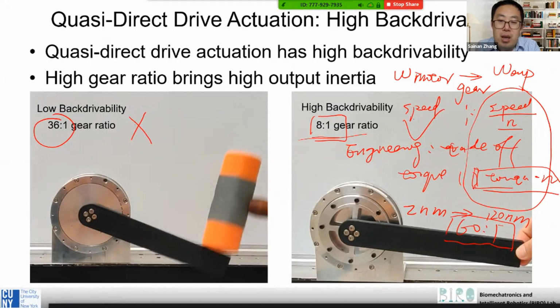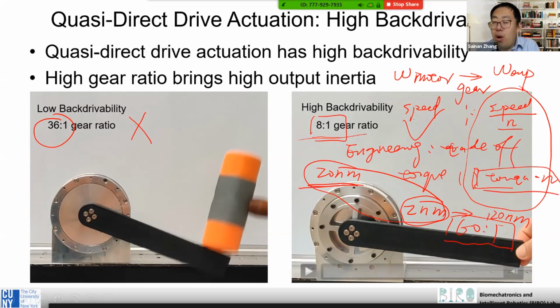However, even if we just need, let's say, 20 Newton meters, we still need about a 10:1 gear ratio if the motor is only 2 Newton meters. So we still need some kind of gear to amplify this. That's why it's called a quasi-direct drive, because we still use the gear. If there were no gear, it would be considered a direct drive. So that's the definition of quasi-direct drive.